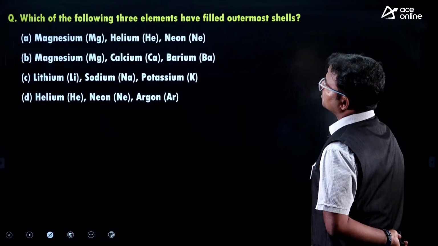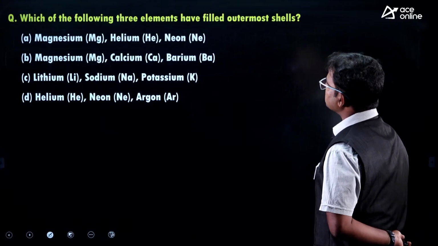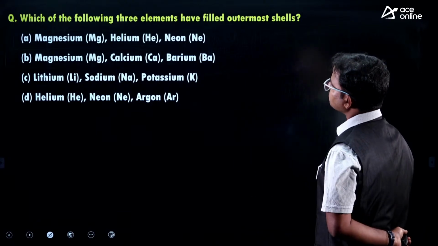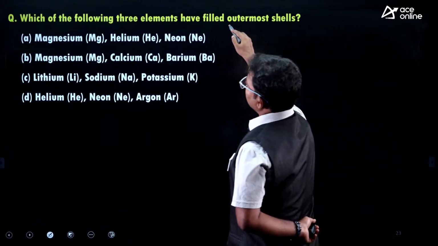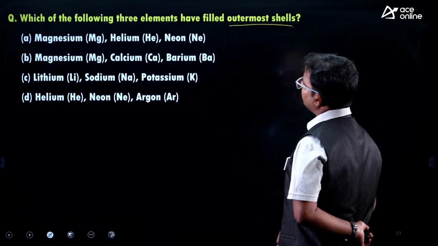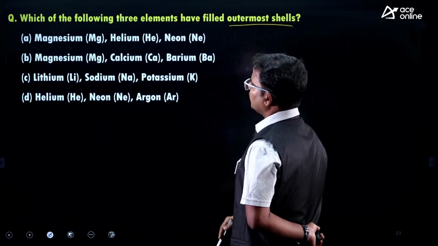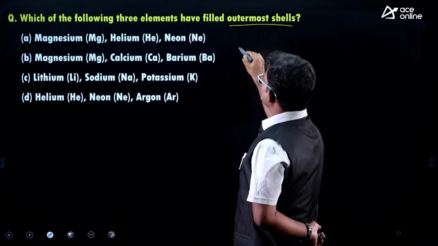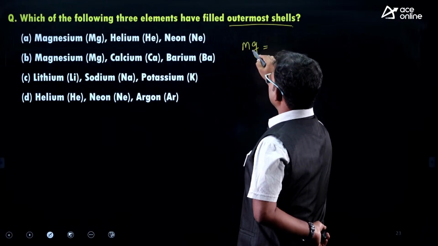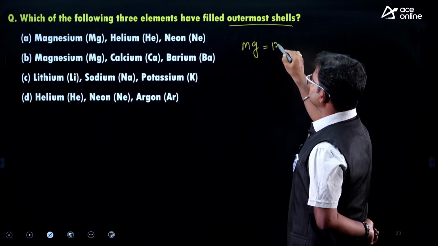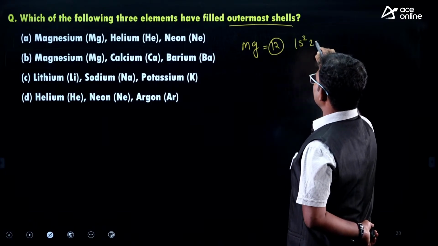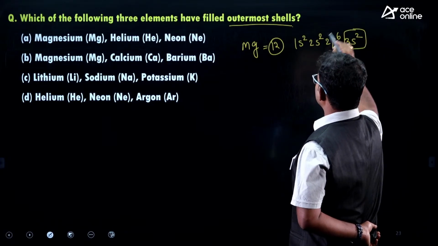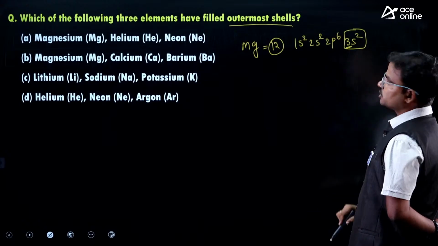The next one: which of the following three elements have filled outermost shell? Magnesium, helium, neon. Magnesium, its atomic number is 12, meaning 1s2, 2s2, 2p6, next 3s2. So here the valence shell has 2 electrons.